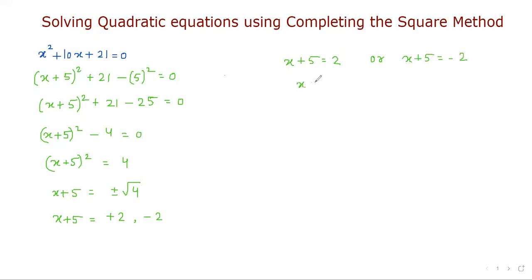So it becomes x is equal to 2 minus 5, which is x is equal to negative 3. And here we get x plus 5 is equal to negative 2, so it becomes x equal to negative 2 minus 5, which is x equals negative 7. So therefore, x equals minus 3 and x equals minus 7 are the two solutions of this quadratic equation.